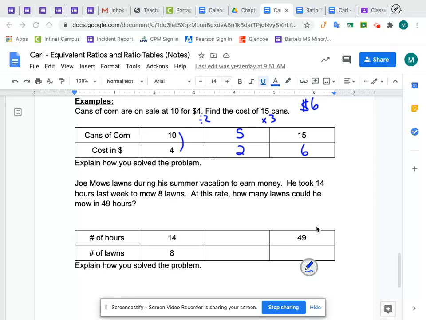And what did I do? I divided by 2, then I multiplied by 3. So sometimes you may have to go back to smaller numbers to then be able to get to the larger numbers you're looking for.